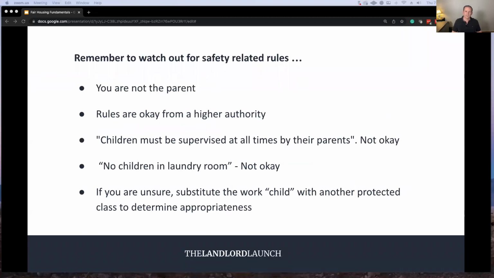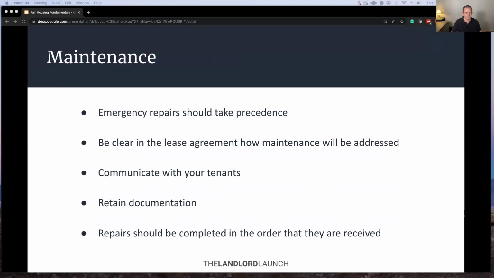Again, we've hit this a couple times already. Watch out for those safety-related rules. You're not the parent. Rules are okay from higher authorities. Use that substitution rule for children, or any other rules that you want to put in place. If it doesn't pass the smell test, don't use it. It's no good. It will get you in trouble.